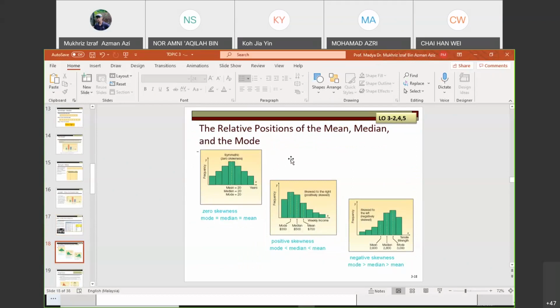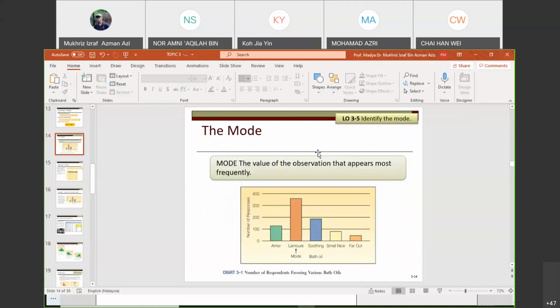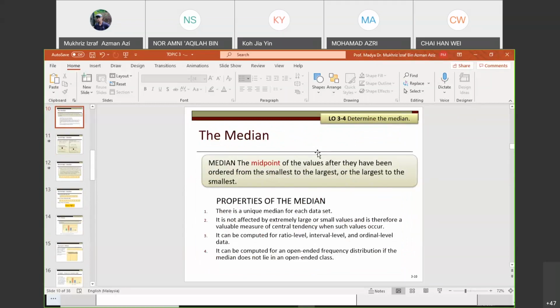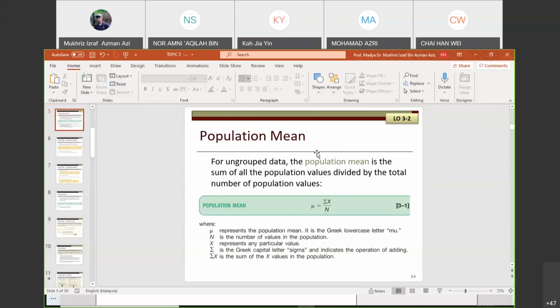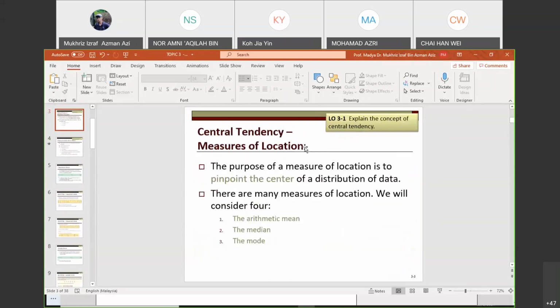So I'm going to finish our lecture before we do a bit of exercise on the online tools that I provided just now. Once you understand the concept of mean, median, and mode, as at the beginning of our lecture, all of these three components are what we call the measure of central tendency.